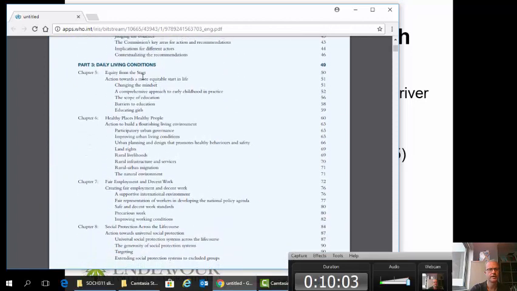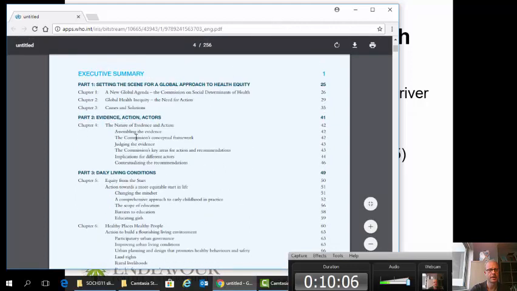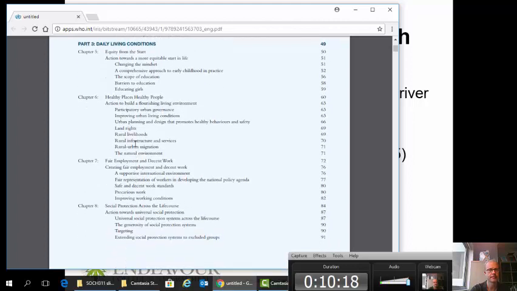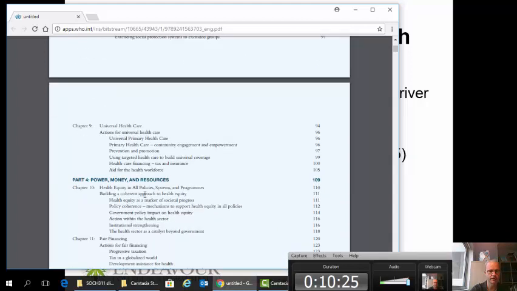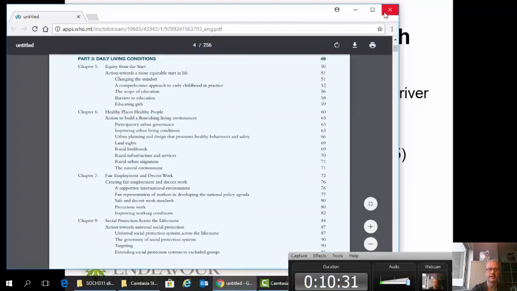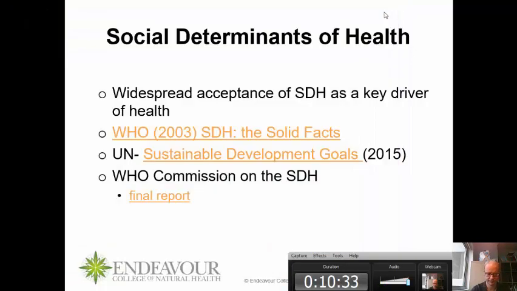You can see all sorts of connections to the things that we've already spoken about. So equity from the start, gender, land rights, living in rural areas, governance, employment-related issues, social protection, universal healthcare. So you can see the importance of the issues that we've been speaking about.